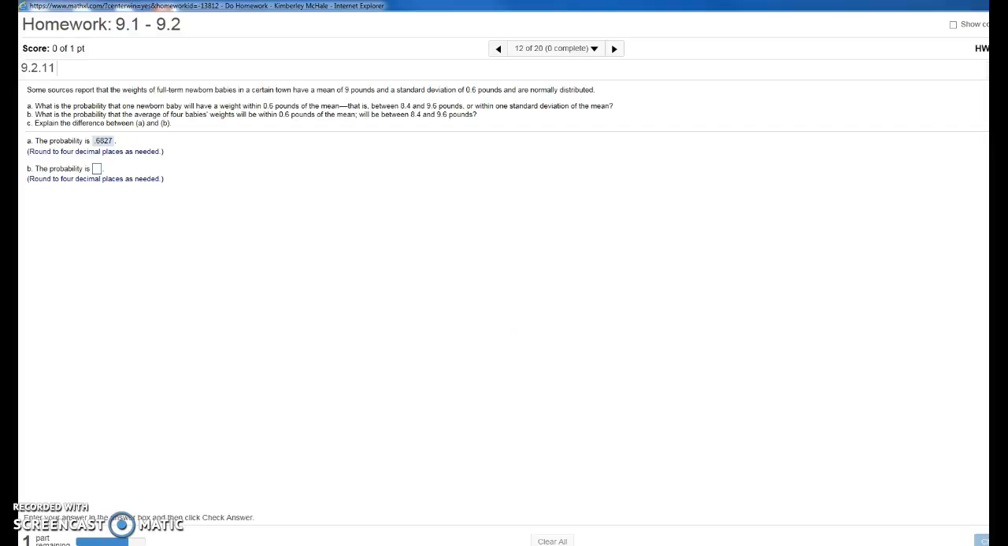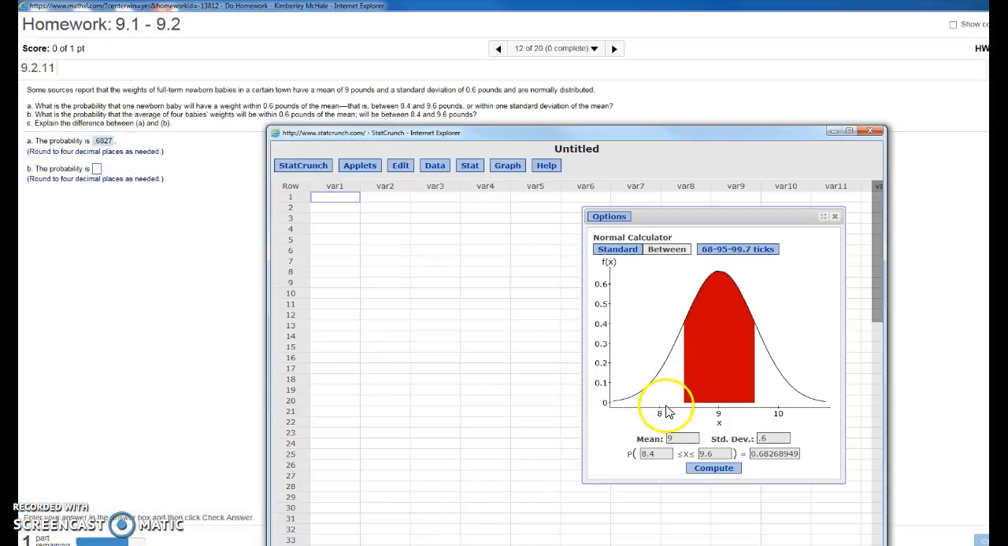So when I go back into my StatCrunch, I'm going to keep everything the same, except my standard deviation will be 0.6 divided by 2, which will be 0.3. And that gives me 0.9545. That most of the babies born will be in there. Remember, that's from 4 babies' weights. That's a sampling distribution. That's why that's different. I use the standard error instead of the standard deviation.